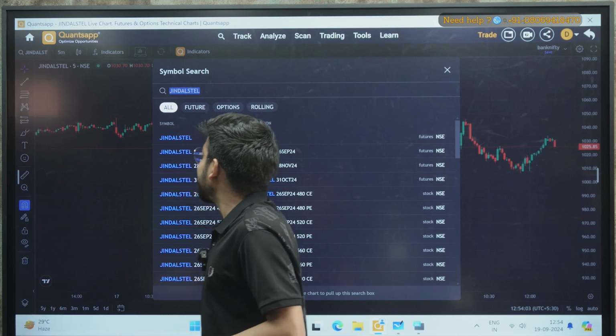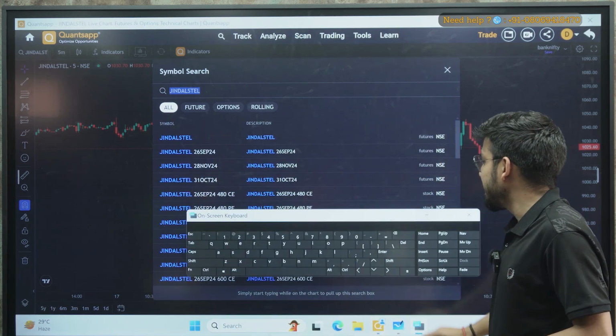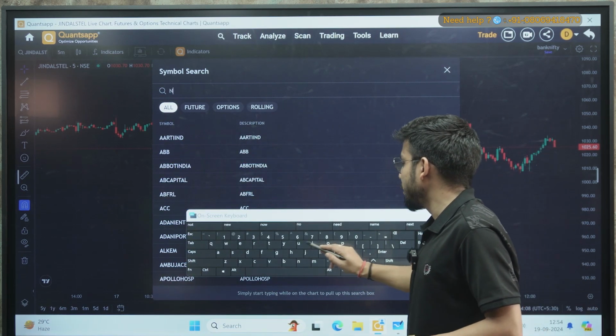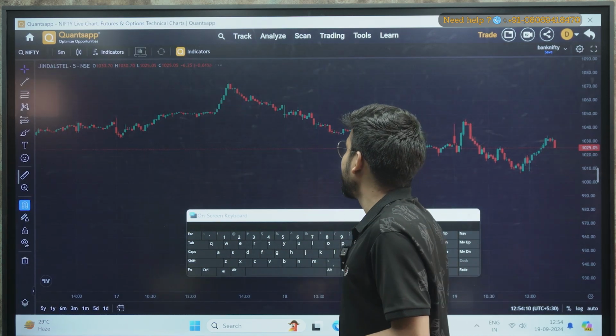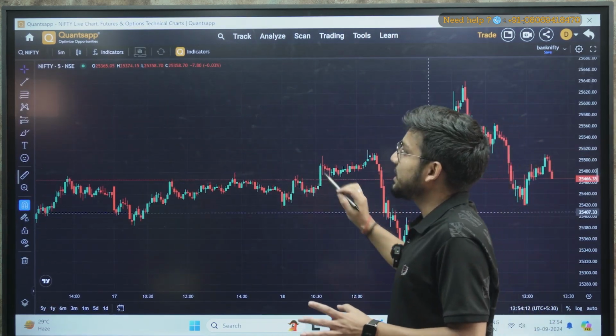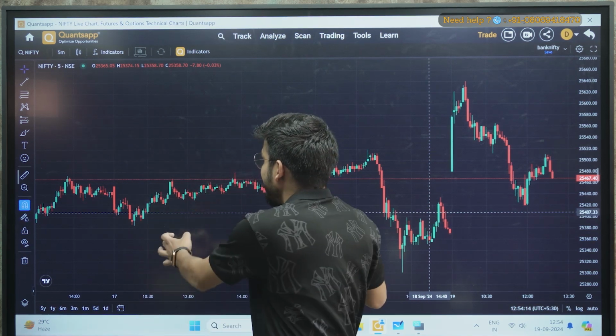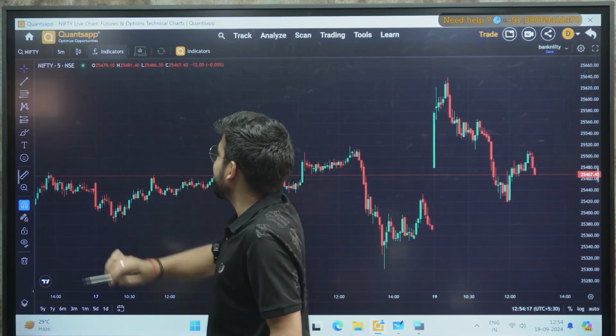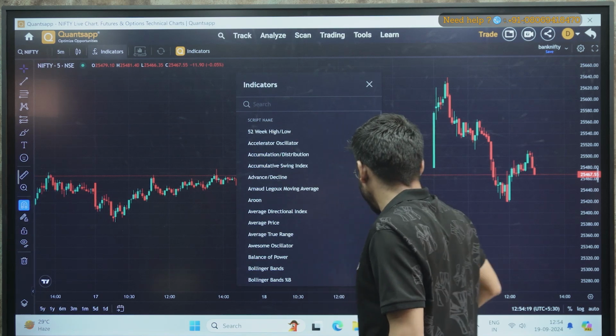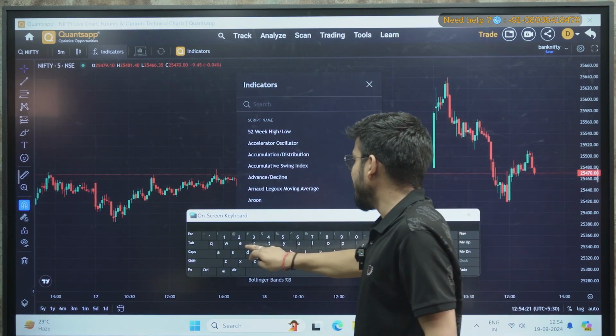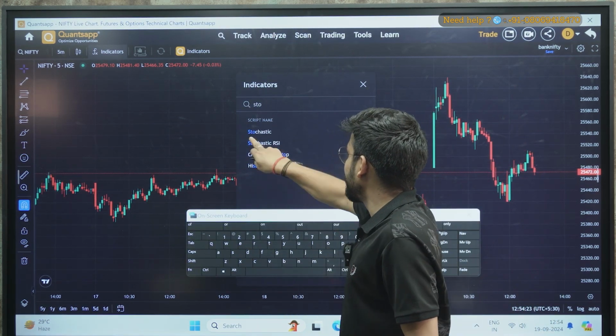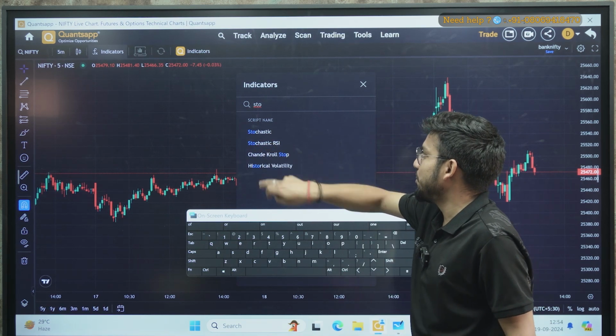First of all, I'll tell you these settings on indices, and then we will go on to some stocks also. So first of all, let me apply the Nifty here. I have applied Nifty, the time frame is 5 minutes. Now I'll apply my indicator from here. I'll go to Indicator, then type Stoch RSI. You can see Stochastic RSI, you just have to apply it.